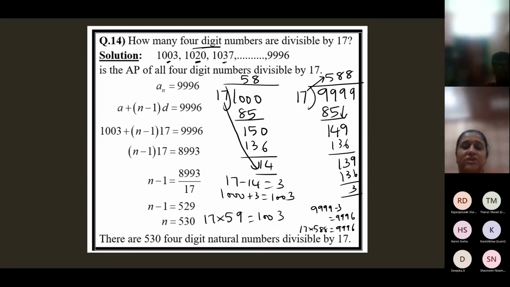So you have to just generate the sequence of all 4-digit numbers divisible by 17 using this method. You should find the first 4-digit number and the last 4-digit number divisible by 17. The numbers in the middle, you can just add 17 and generate them. Use the last number to find the number of terms of the AP. Is it clear, children?